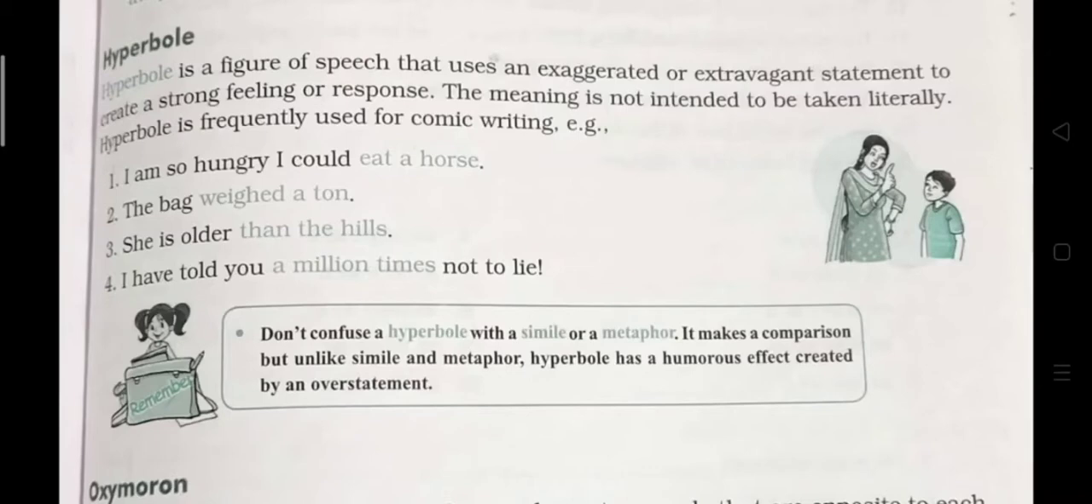I am so hungry I could eat a horse. मेरे को इतनी भूख लगी है कि मैं एक horse खा जाऊं. Can it be possible? Can someone eat a whole horse? Or first of all, who will eat a horse? So whoever is speaking just wants to convey that he is very hungry. So he is using the hyperbole. Hyper means very, to an extent very high. Okay, so hyperbole is used here.